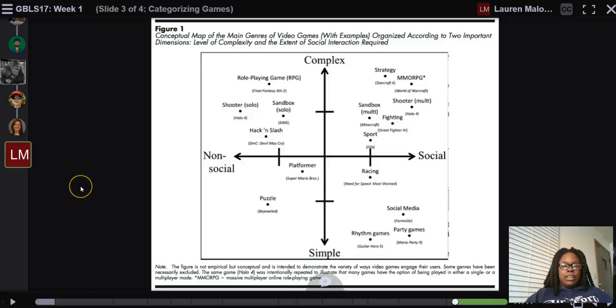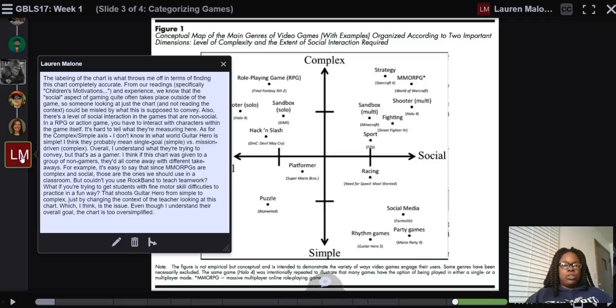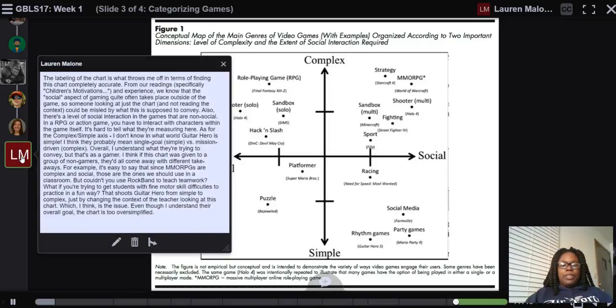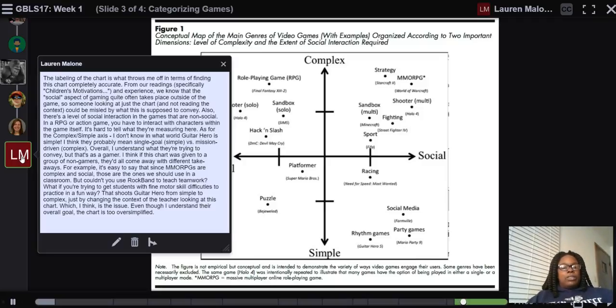So this is my first post that I chose, and I wanted to do the question that had us critiquing the chart that was shown here. It asked us if the chart was accurate, and what could be done to improve it. I talked a little bit about how I wasn't quite sure what they were measuring, and how this chart might actually be a little bit misleading.